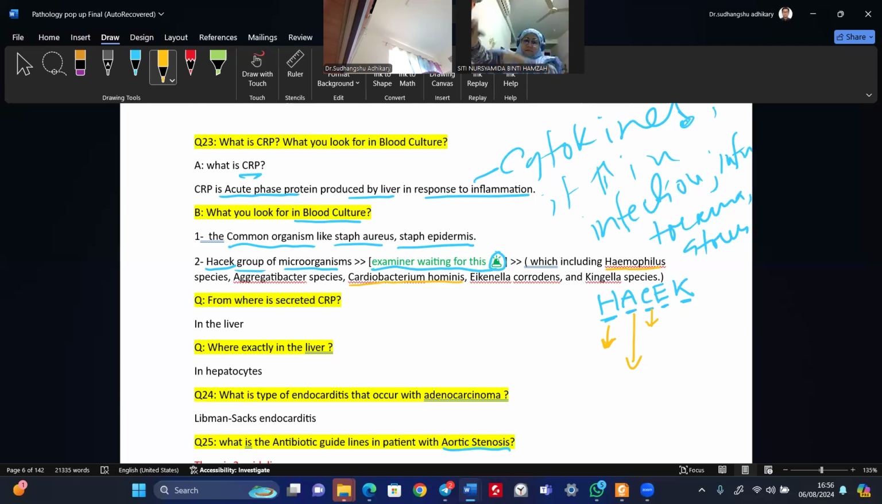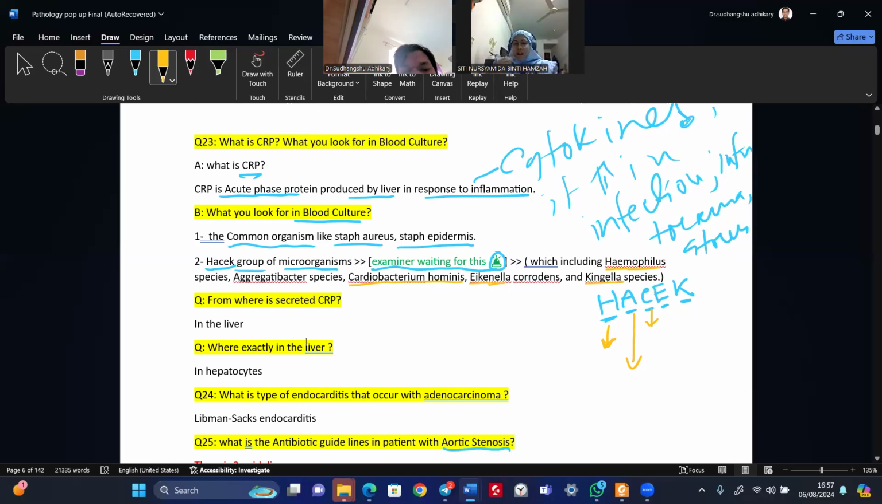Cardiobacterium hominis, and the remaining are easy: Eikenella and Kingella. Again, Haemophilus species, Aggregatibacter species, Cardiobacterium hominis, Eikenella, Kingella. Only Eikenella is sufficient, Eikenella corrodens is no need. Kingella species.